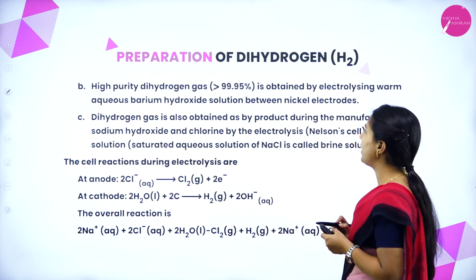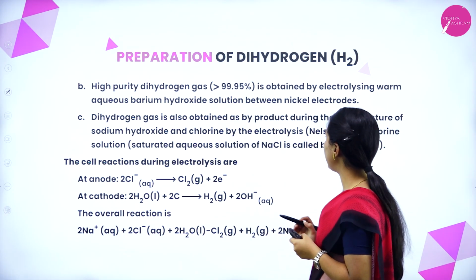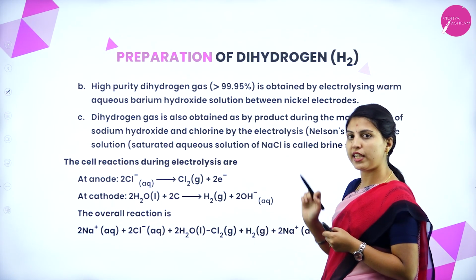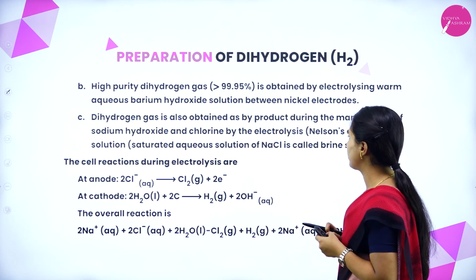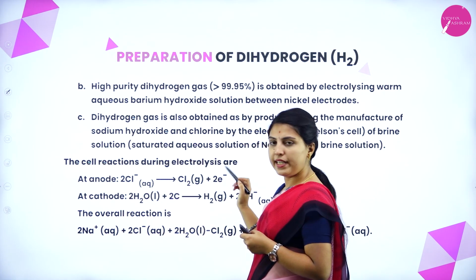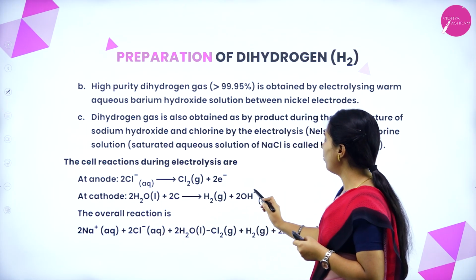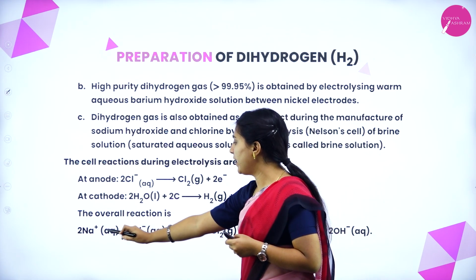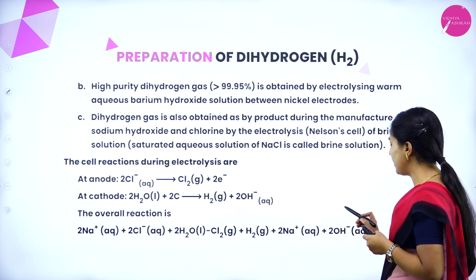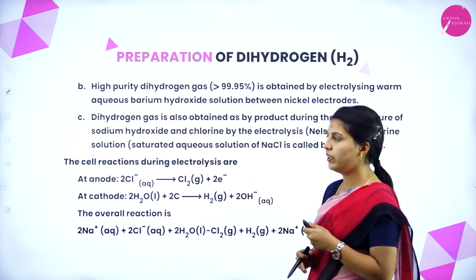Dihydrogen gas is also obtained as a byproduct during the manufacture of sodium hydroxide and chlorine by the electrolysis of brine solution. Here also, hydrogen gas will be liberated, which can be used. The cell reactions during electrolysis: at the anode, chloride loses electrons to give chlorine. At the cathode, water gives H2 and OH minus. The overall reaction: 2Na plus 2Cl minus plus 2H2O gives Cl2 plus H2 plus 2Na plus and 2OH minus. Okay, this is the overall reaction.